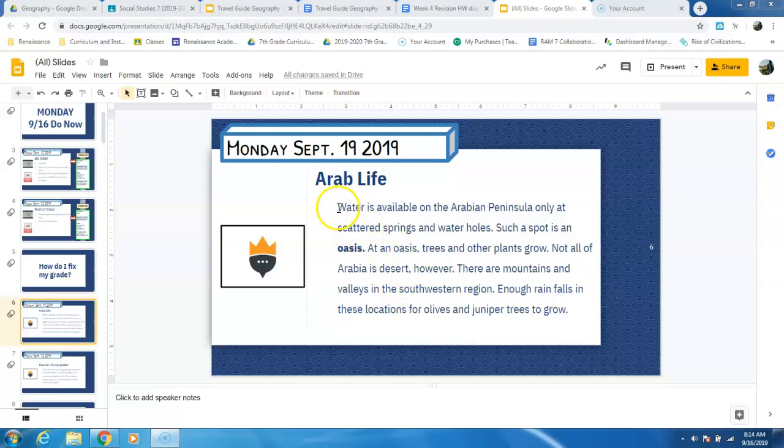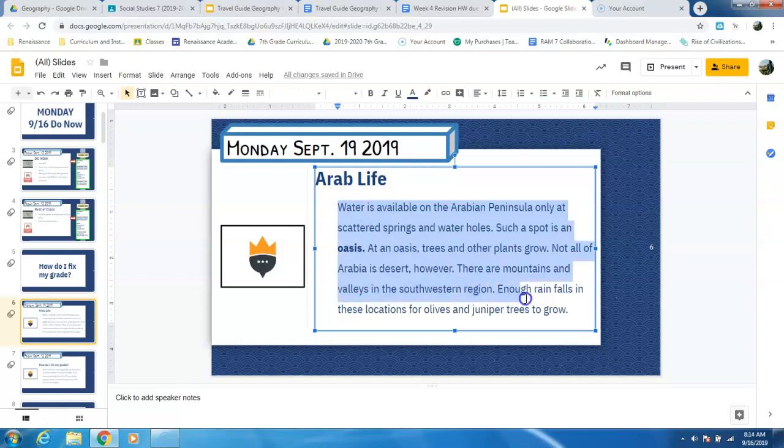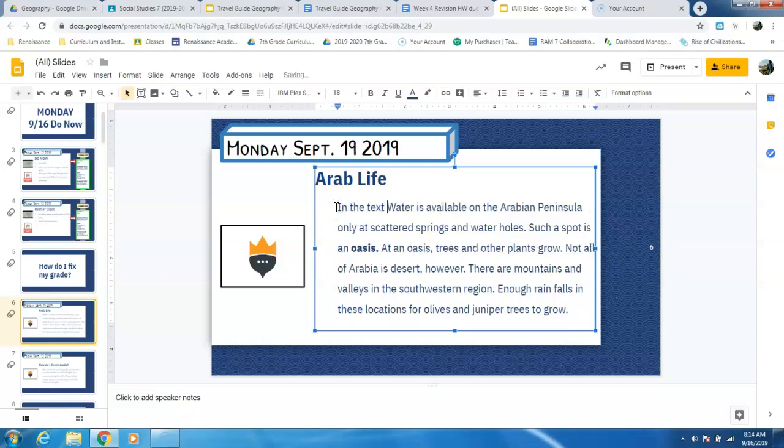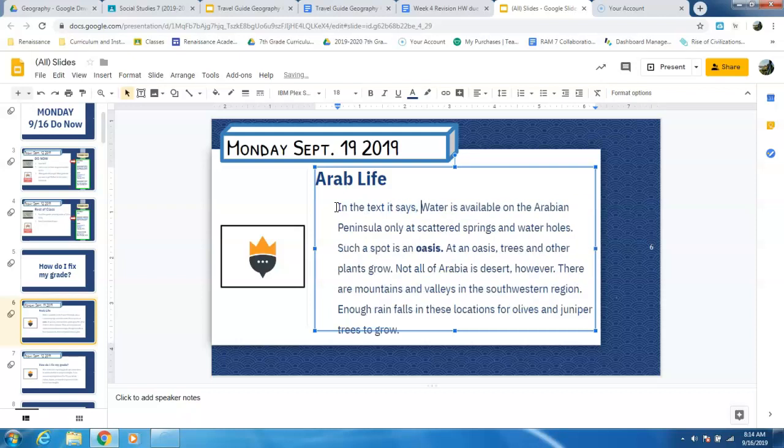Now, I could literally just take this whole thing and rewrite it as my answer. However, those would not be my words. If I were to do that, I would have to add in my answer, in the text, it says, put a comma, and then put a quotation mark right there, and then another quotation mark right down here, because those aren't my words. So far, I have written 1, 2, 3, 4, 5 words, and Mr. Rods wants 2 full sentences out of me. So I have written 0 sentences so far.